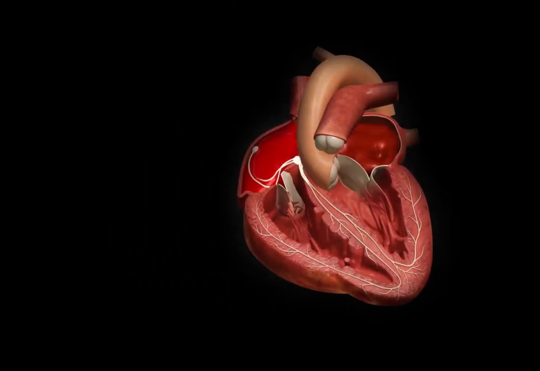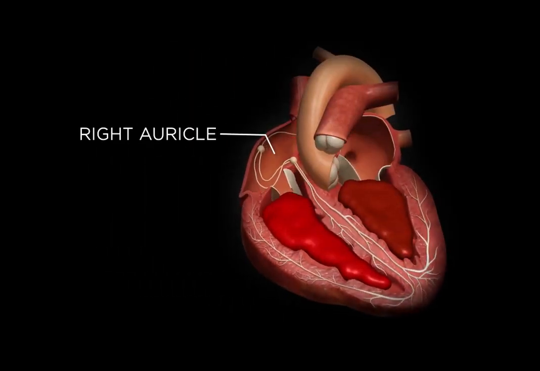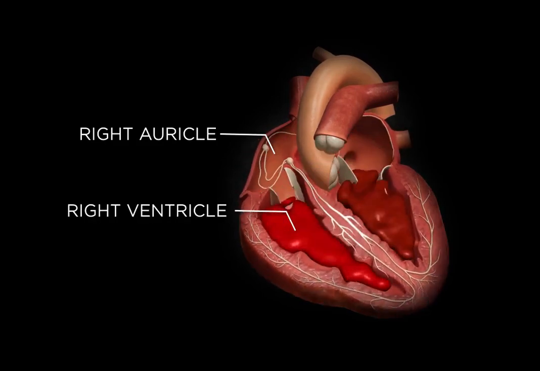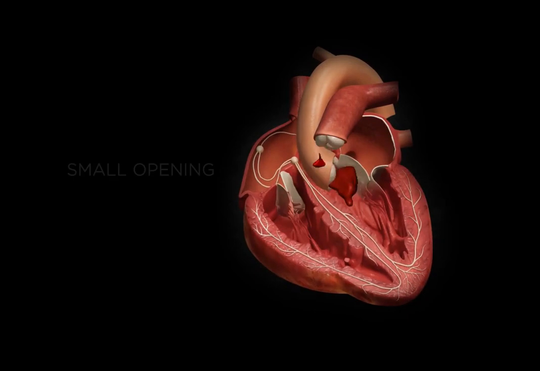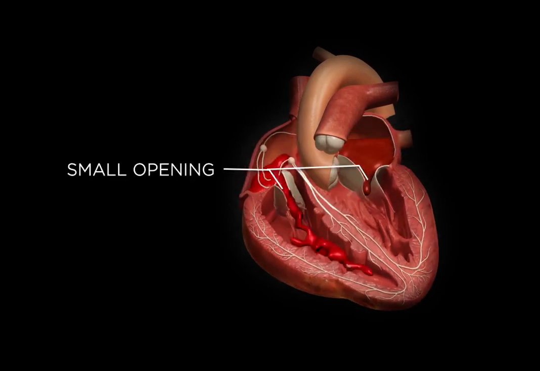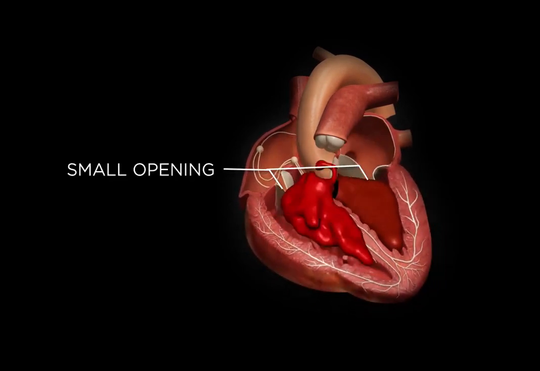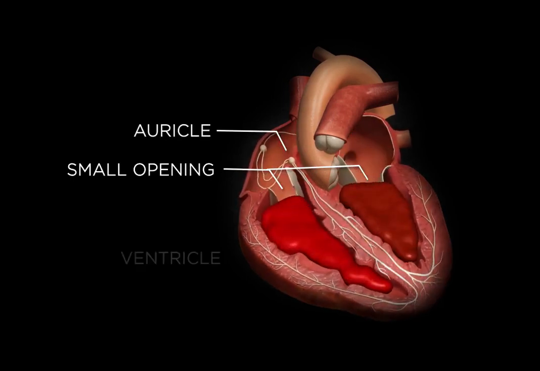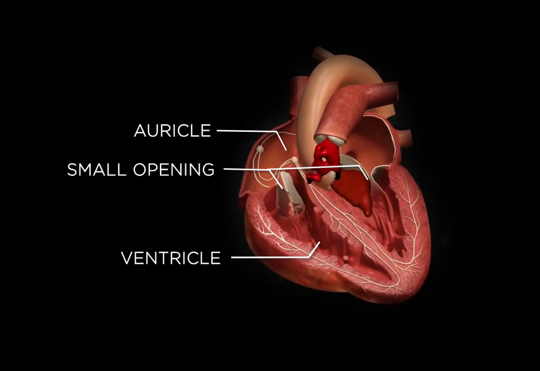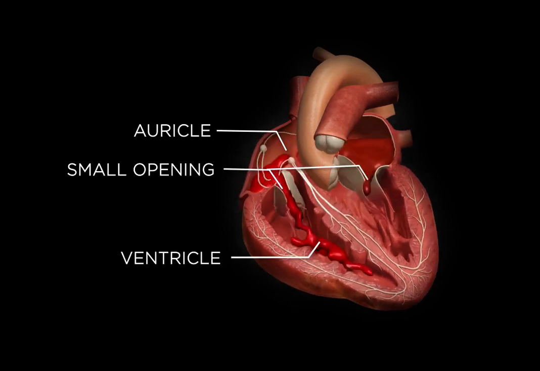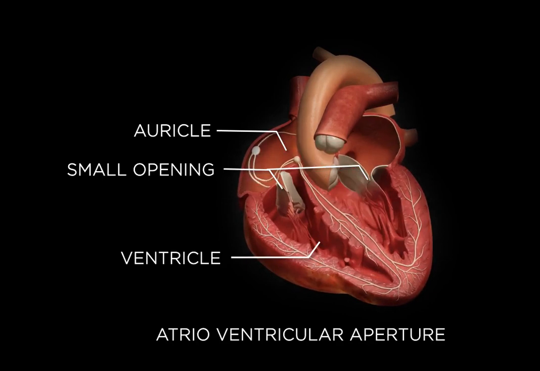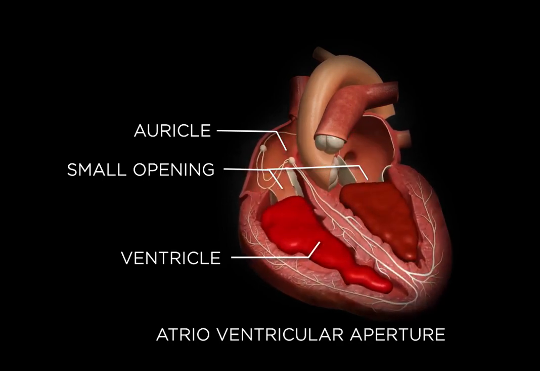Now from the right auricle, the blood then moves into the right ventricle. So for this to happen, there is this small opening. Do you see this opening? This opening is between the auricle and the ventricle, and it is an opening. So it is called the atrioventricular aperture. What is the opening called?